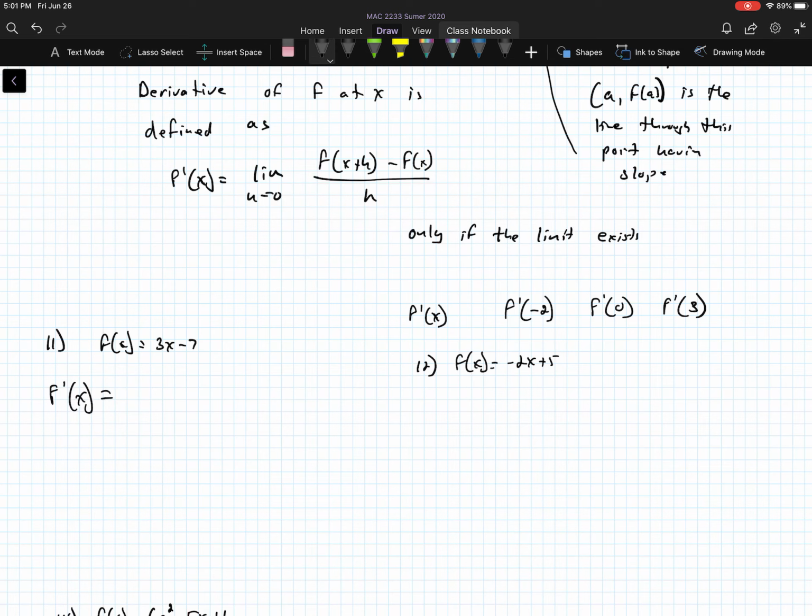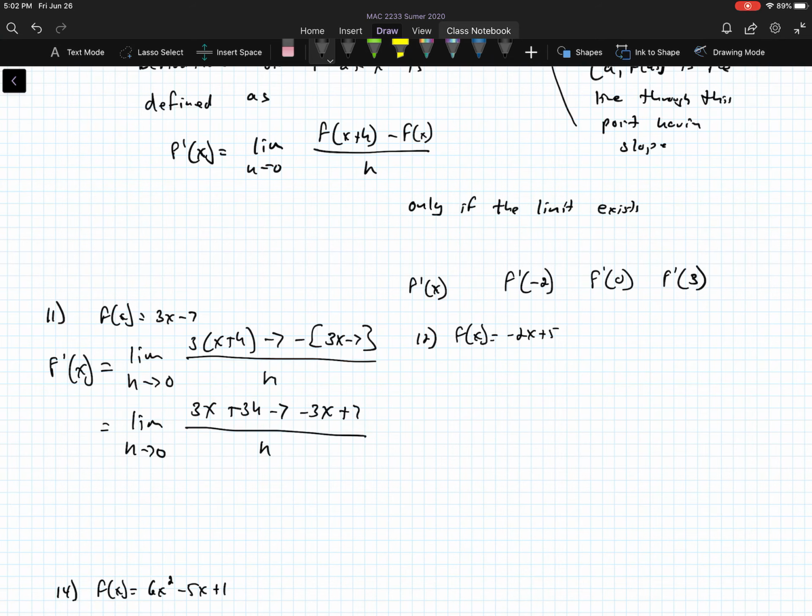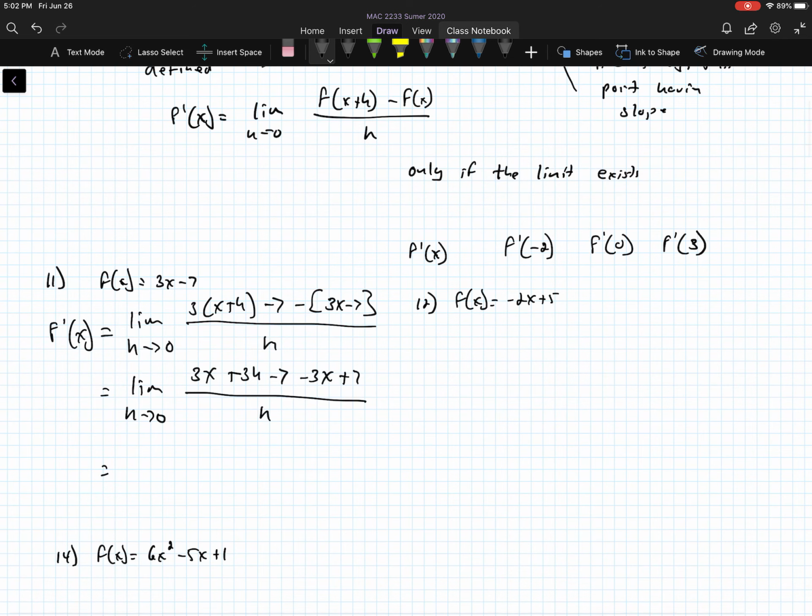So f prime of x is equal to the limit as h goes to 0 of 3 times x plus h minus 7, and then minus 3x minus 7, right? So we're going to have that there, and we divide everything by h. So this will be 3x plus 3h minus 7 minus 3x plus 7 all over h. So now we can go ahead and combine like terms.